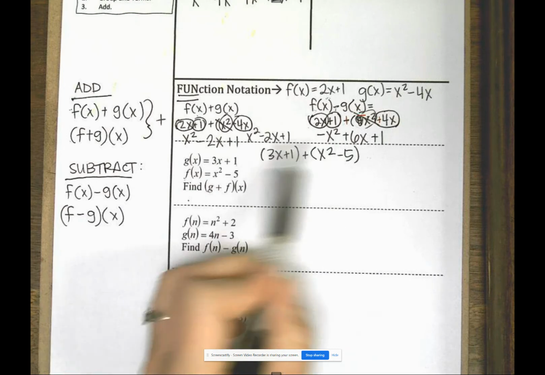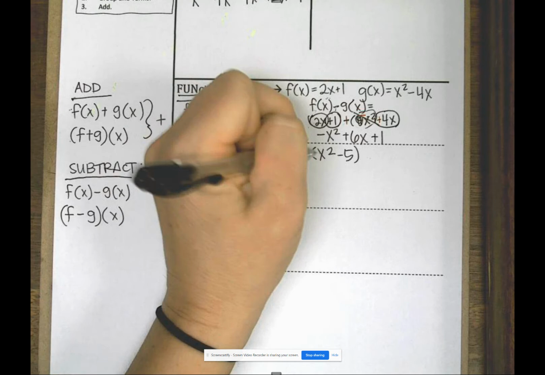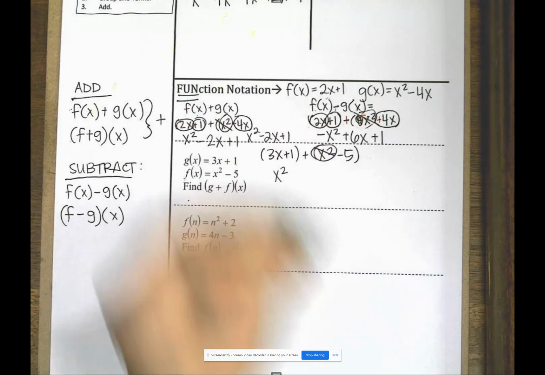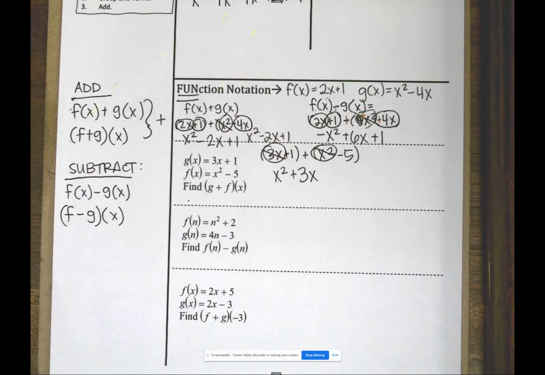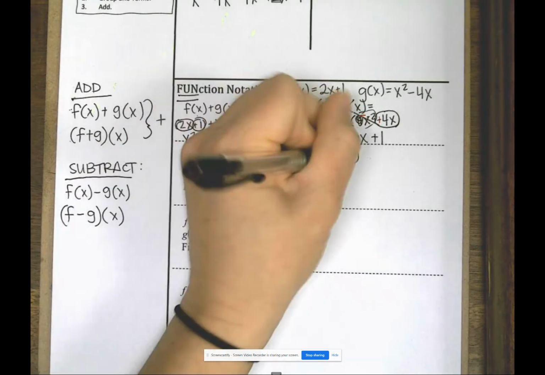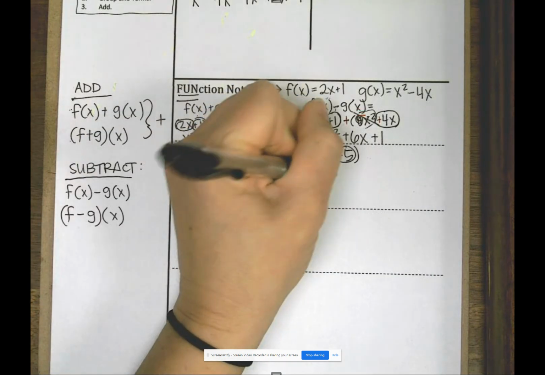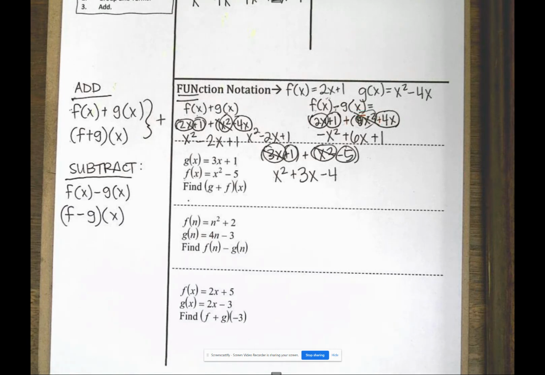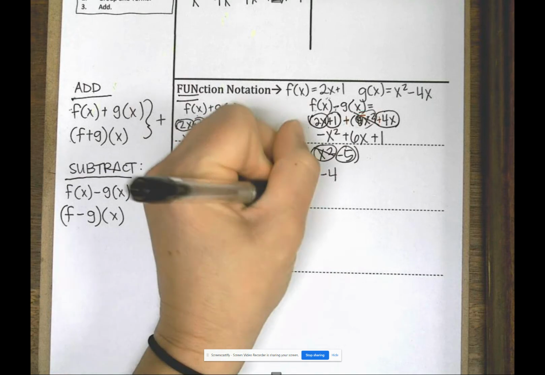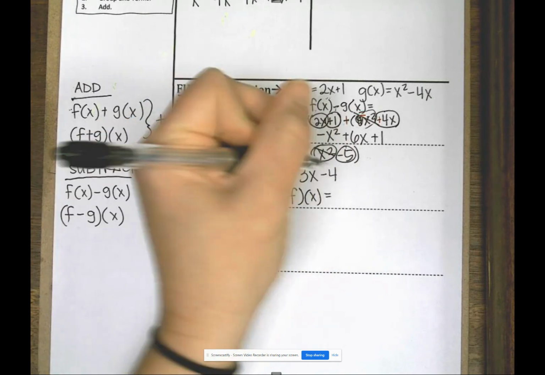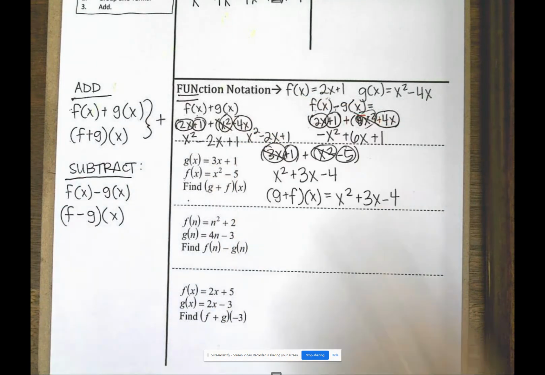And now that I have it set up all together, I'm just going to simply combine like terms. X squared, done, plus 3x. There are no other terms to combine 3x with. And plus 1 and negative 5 will be my last term. And that gives me a negative 4. I will write my solution as, the way it was given to me, g plus f of x equals x squared plus 3x minus 4.